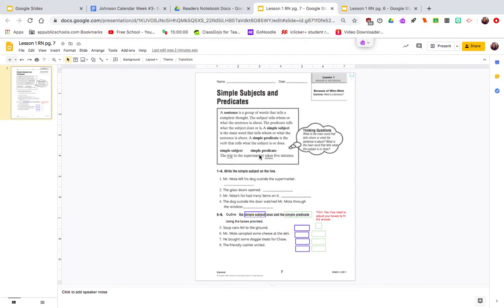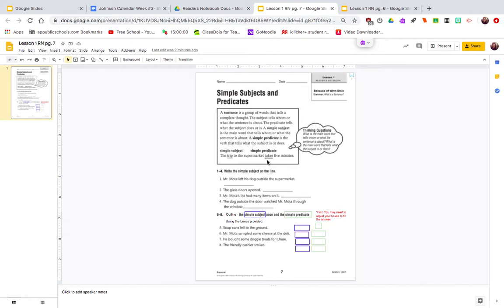Now what we need to do is see what about the trip? So we have here the simple predicate. We want to know what is the trip doing or does. So it says the trip to the supermarket takes 5 minutes. What about the trip to the supermarket? It takes. Takes is a verb and it's something that I can do. So that is going to be my simple predicate. Anything that the subject does is going to be our simple predicate. It's going to be the verb.